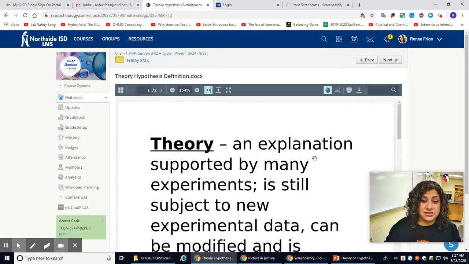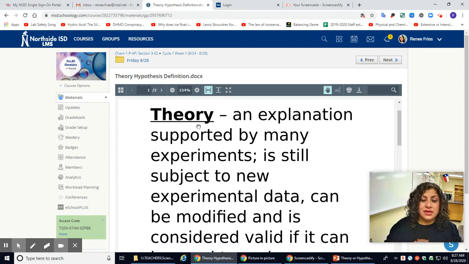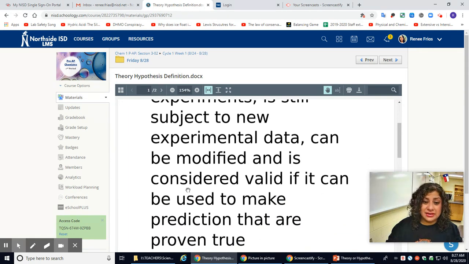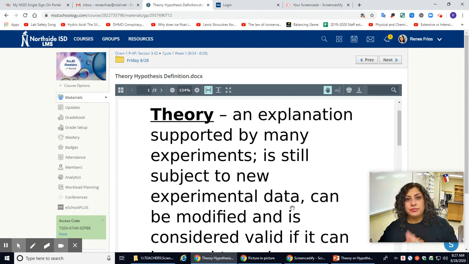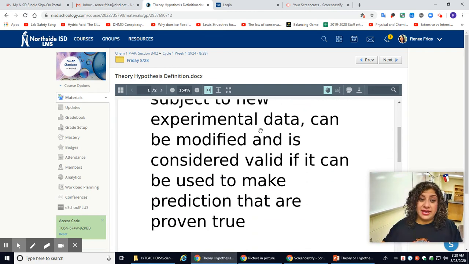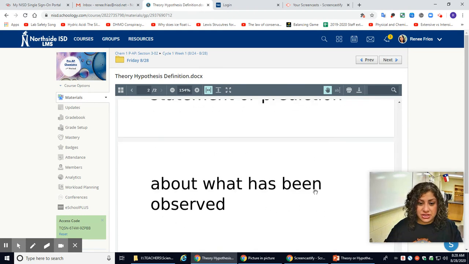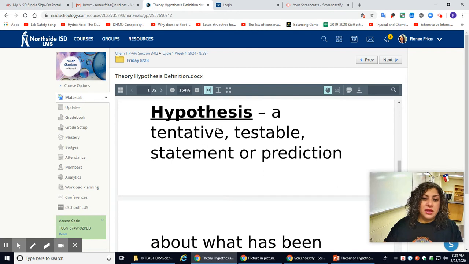So here are some definitions, okay? Theory, an explanation supported by many experiments. It is still subject to new experimental data and can be modified, and is considered valid if it can be used to make predictions that are proven true. So in other words, a theory has evidence to support it, okay? It is an explanation of something, whereas a hypothesis is simply a tentative, testable statement or prediction about what has been observed. A hypothesis is something you can test, okay?